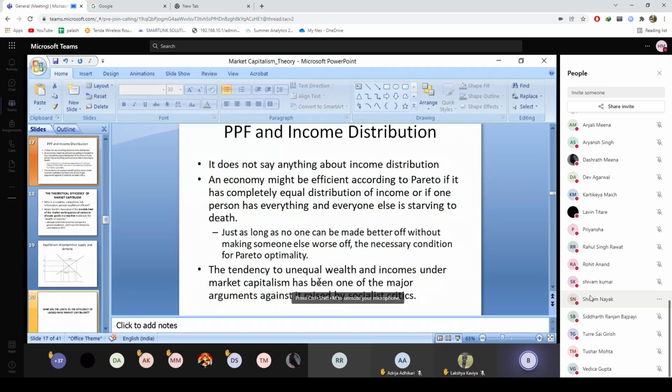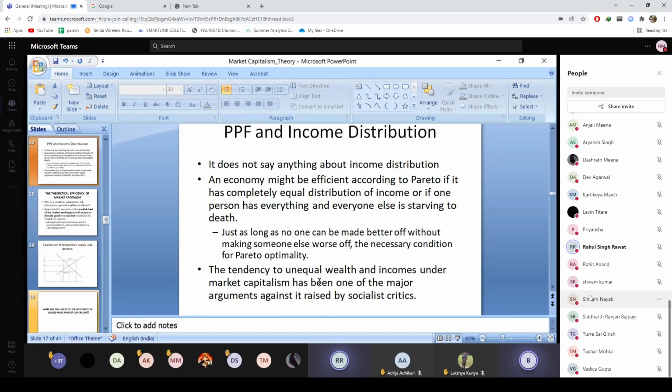A more interesting thing about the production possibility frontier is that it doesn't tell anything about income distribution. So an economy might be efficient according to Pareto if it has completely equal distribution of income, or if one person has everything and everyone else is starving to death. These two possibilities are also there if you are using only the production possibility frontier.